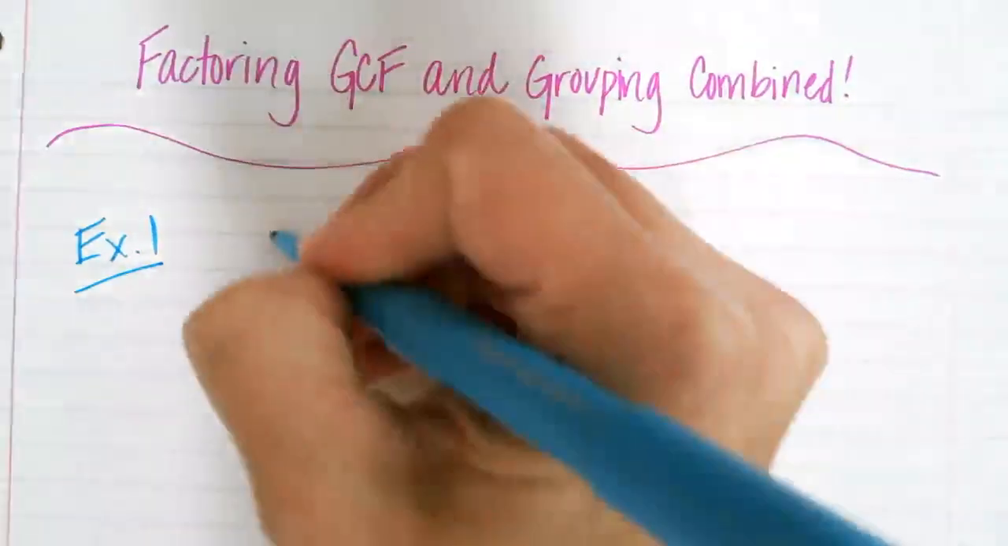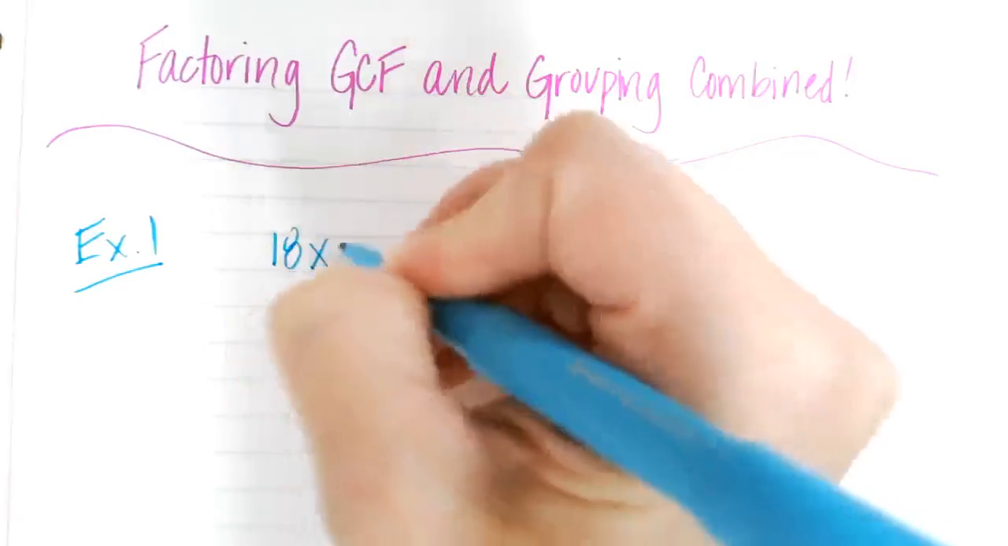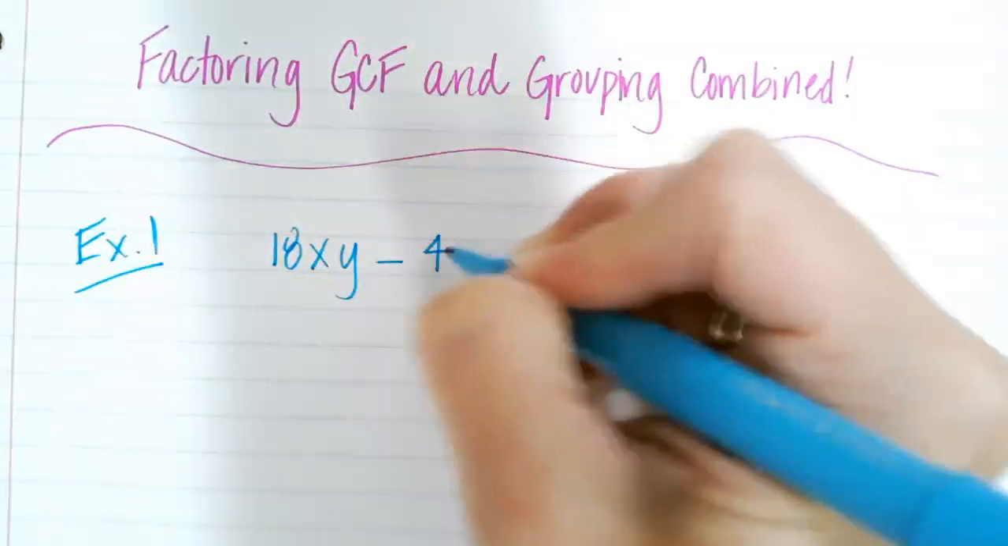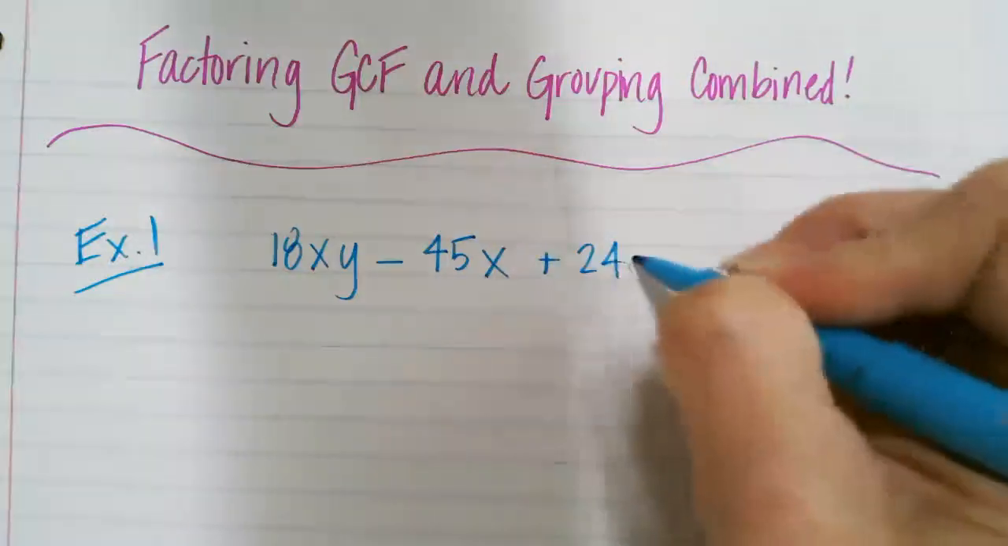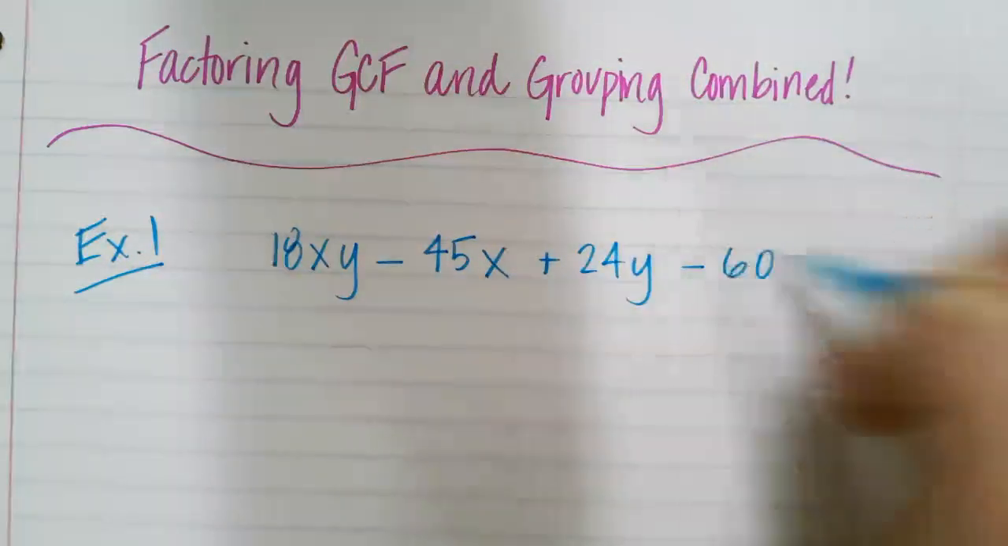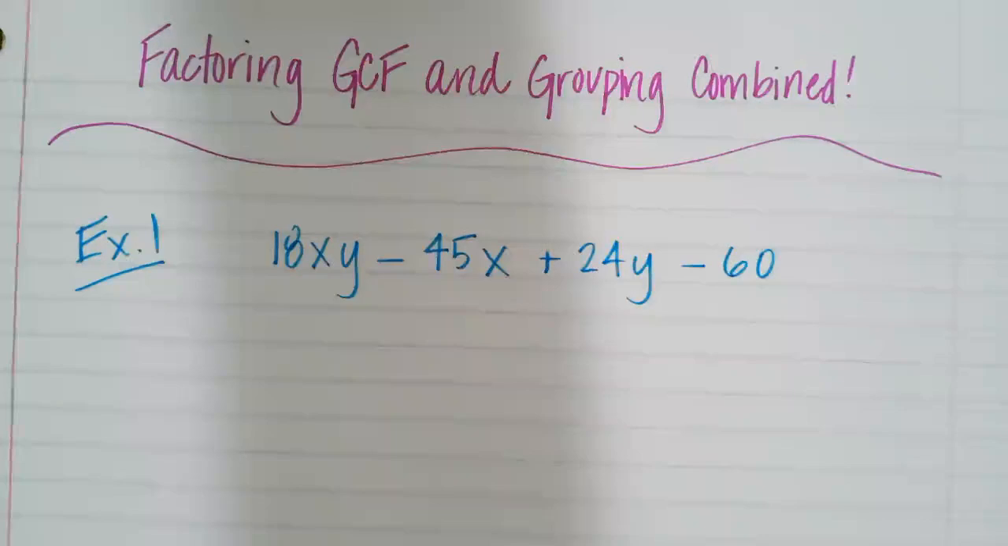let's do 18xy minus 45x plus 24y minus 60. All right, so first thing we want to do is look for GCF.